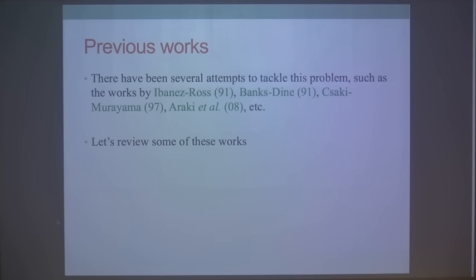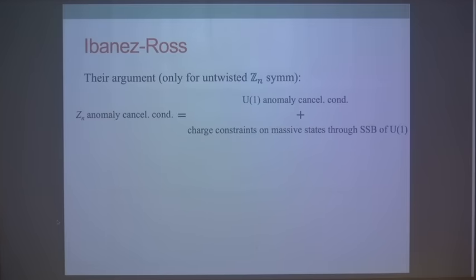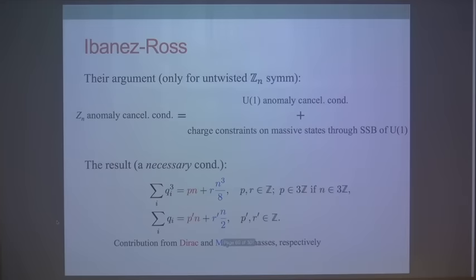Of course, there have been several attempts to tackle this problem. Let me review some of them. Ibanez and Ross in 1991 argued that the untwisted Z_N anomaly constraint can be deduced from the anomaly cancellation condition of a UV embedding chiral gauge theory plus a charge constraint on massive states through spontaneous symmetry breaking of U(1). Consequently, they obtain a necessary condition on the Z_N charges of fermions, including both the cubic and the linear constraint, similar to the case of U(1) symmetry.